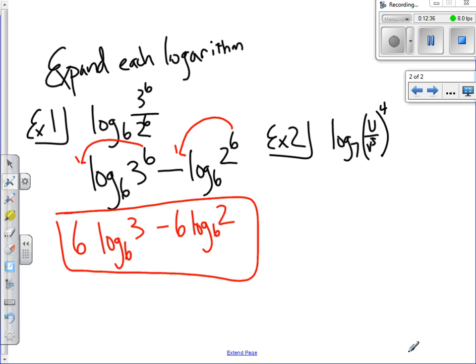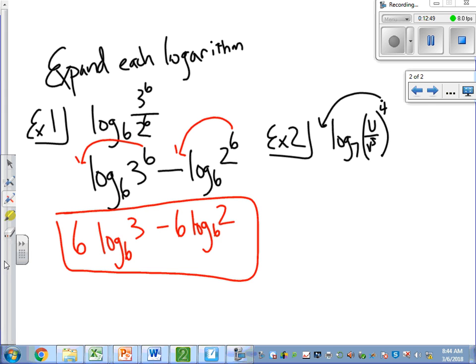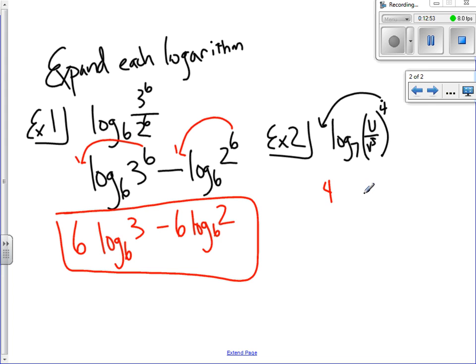Okay, so the first thing that we can do is slingshot this 4 down in front of our logarithm, right? Nothing wrong with that. We can bring that 4 down. So we're going to have 4 log base 7 of u over v to the 5th.